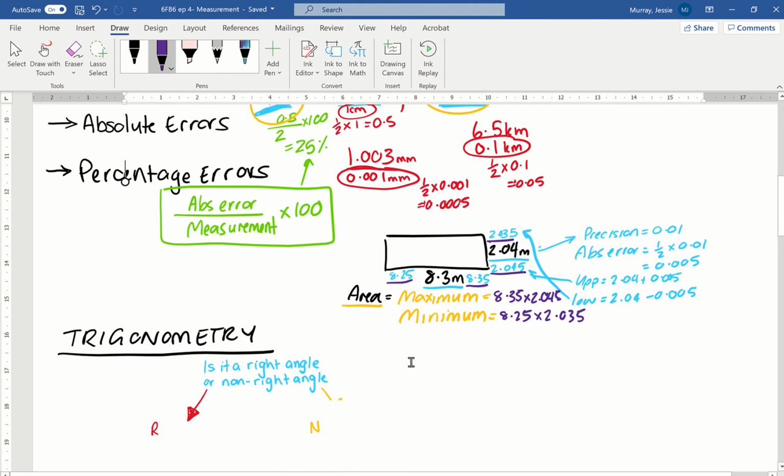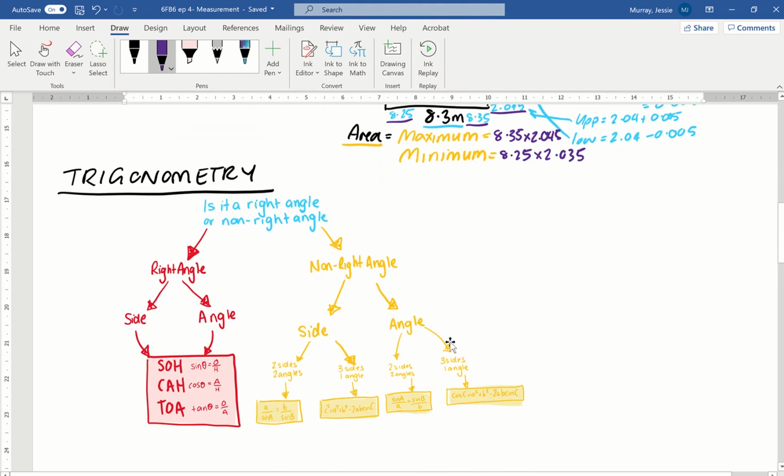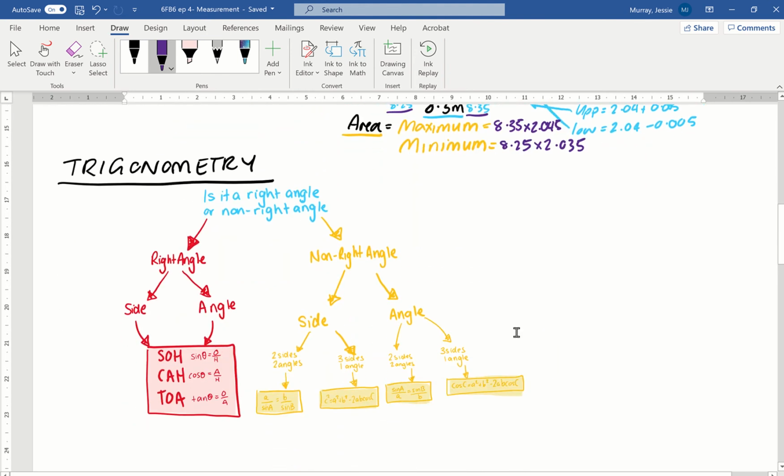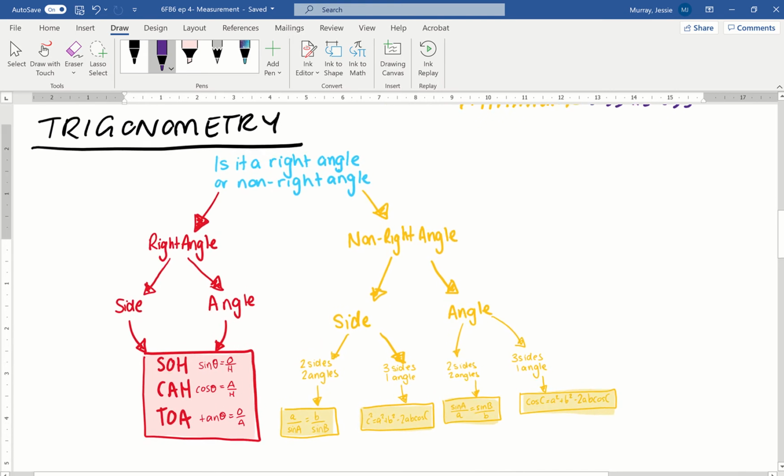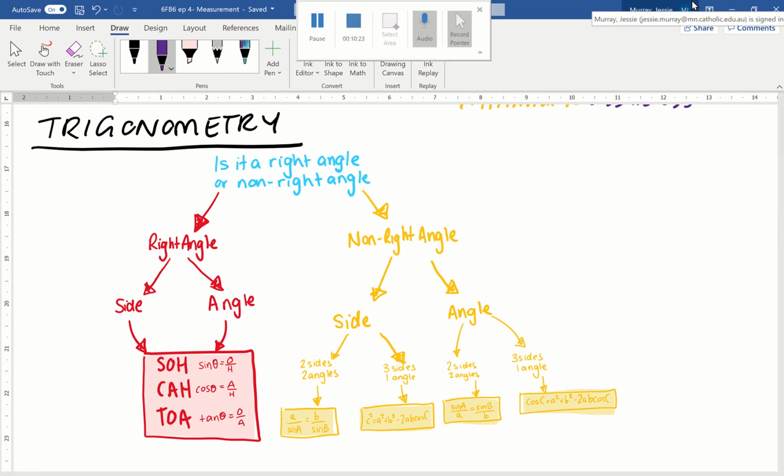Trigonometry is the next big one to talk about. I basically made this little flowchart. I quite like it. This will allow you to answer every triangle trigonometry question if you follow this flowchart. And you're probably thinking, how am I meant to remember this entire flowchart? But it's not as hard to remember as it seems.